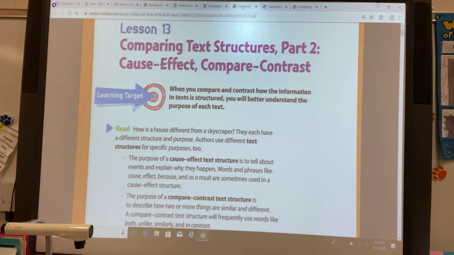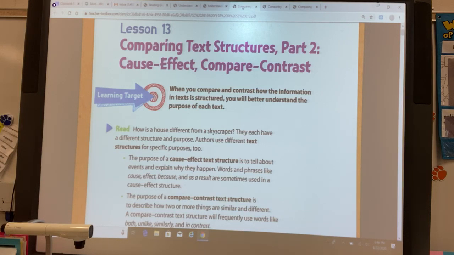Learning target: when you compare and contrast how the information in text is structured, you will better understand the purpose of each text. Read. How is a house different from a skyscraper? They each have a different structure and purpose. Authors use different text structures for specific purposes too. The purpose of a cause-effect text structure is to tell about events and explain why they happen. Words and phrases like cause, effect, because, and as a result are sometimes used in a cause-effect structure.